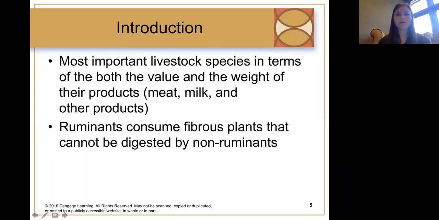So just to give you a little introduction, most beef cattle and cattle in general are the most important livestock species in terms of both their value and the weight of their products. So meat, milk, and then other products. And then ruminants consume fibrous plants that can't be digested by non-ruminants. So we kind of talked in an earlier lecture about how livestock animals can take things that humans can't digest and turn them into valuable products.